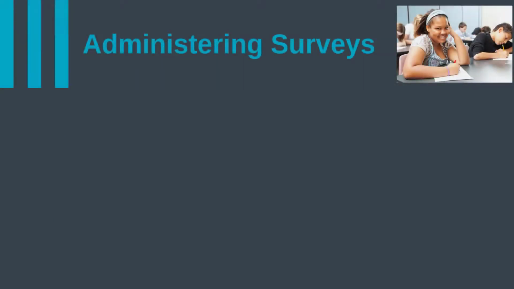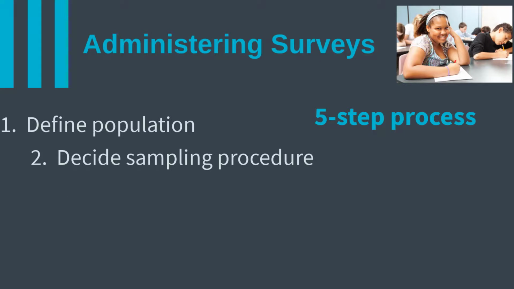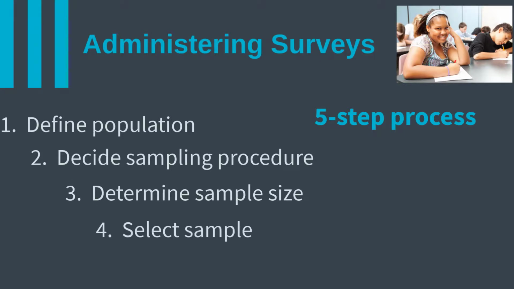In the Administering Surveys module, you will learn about the 5-step process for selecting a sample and administering a survey. These steps include defining your target population, deciding upon a sampling procedure, determining your sample size, selecting your sample, and administering the survey itself.